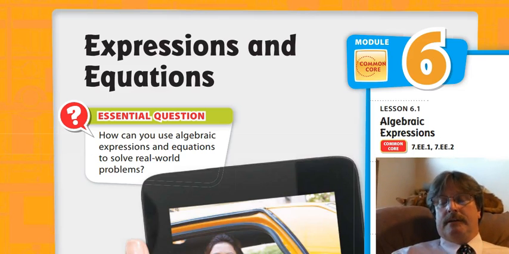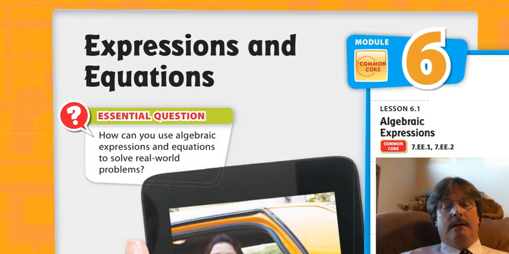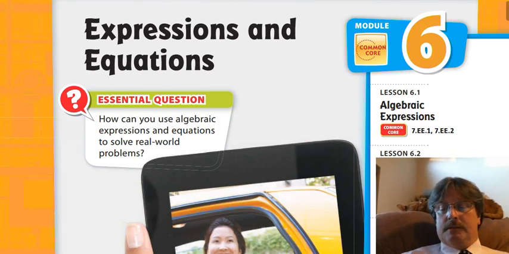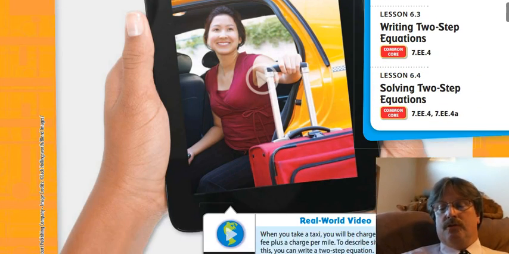Starting Module 6 and working our way into 6.1, we're going to work with expressions and equations. The module essential question is, how can you use algebraic expressions and equations to solve real-world problems? So we're going to look at lesson 6.1, which is algebraic expressions, lesson 6.2, one-step equations with rational coefficients, lesson 6.3, writing two-step equations, and lesson 6.4, which is solving those two-step equations.